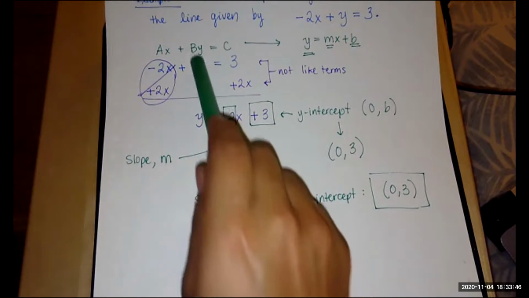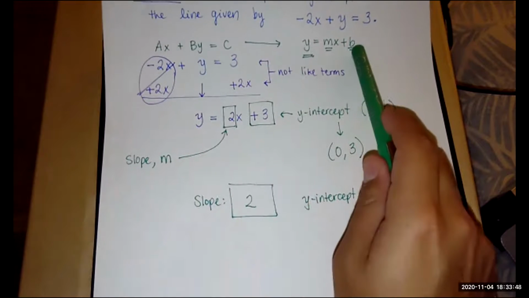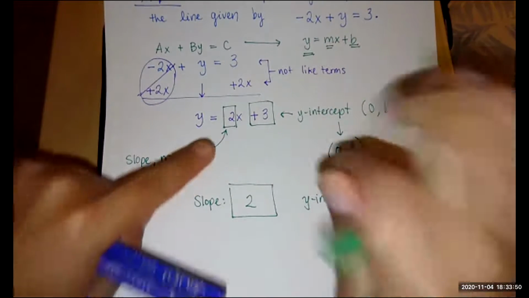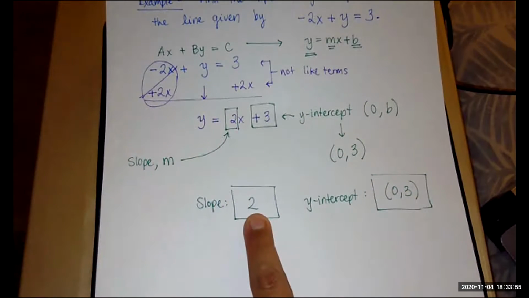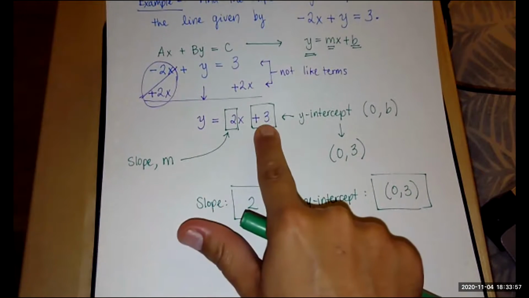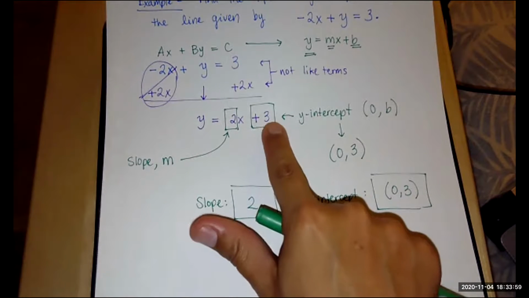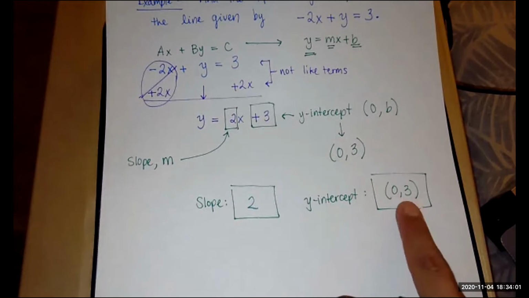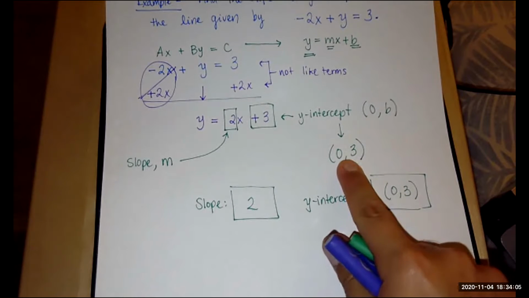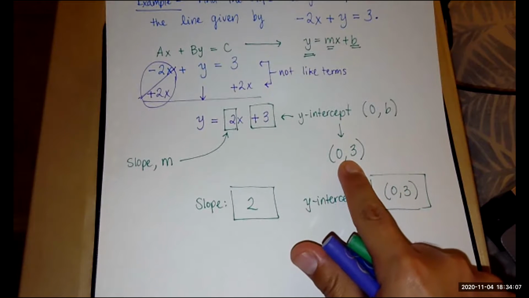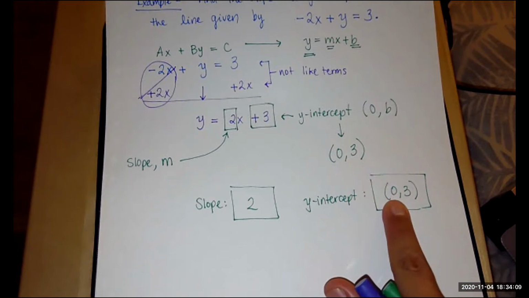So all we're doing is manipulating this equation to get it into slope-intercept form, and then I can automatically just take these numbers. The one next to the x is your slope. The one that doesn't have a variable next to it, the constant, that's going to be part of your y-intercept. And for the y-intercept, again, just to briefly remind you of what we covered last time, the y-intercept always has an x value of 0.